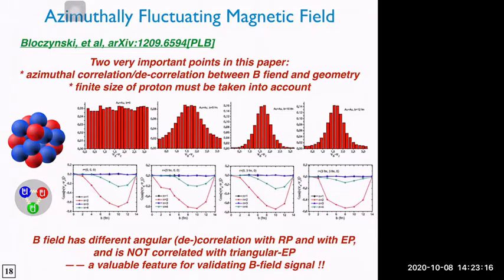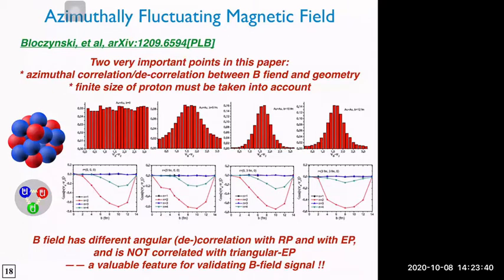The other important point that we emphasize in that paper is that you have to take into account the finite size of the proton. Otherwise, your calculation of magnetic field strength would very much depend on how you make a UV cutoff of your Coulomb singularity. Okay, so that's unphysical. So you really have to take into account the charge radius of the proton.